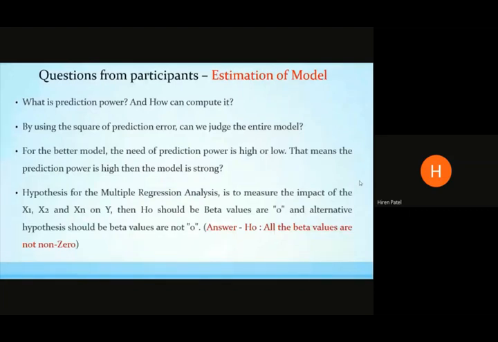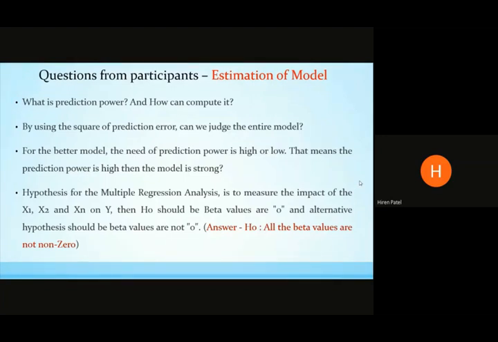Okay, then another question was: the hypothesis for multiple regression is to measure the impact of x1, x2, xn on y. Then H0 should be that beta values are 0 and the alternative should be that beta values are not 0. Correct me if I was wrong. That was the question from one of the participants. Yeah, you were right.